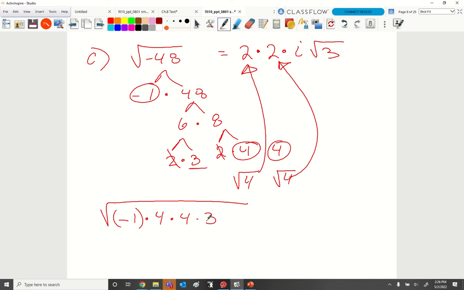That's one way of writing it, which would give me square root of -1 times square root of 4 times square root of 4 times square root of 3. Maybe this might help explain it a little bit better. Because all these things are being multiplied together: 4 times 4 is 16, 16 times 3 is 48, 48 times -1 is -48.